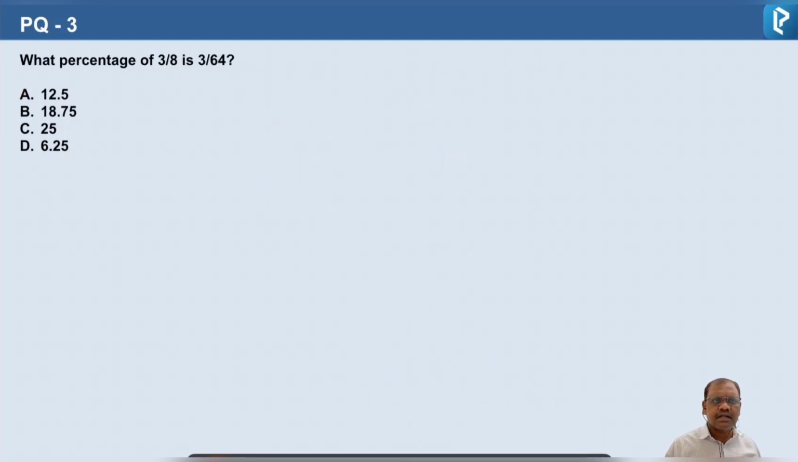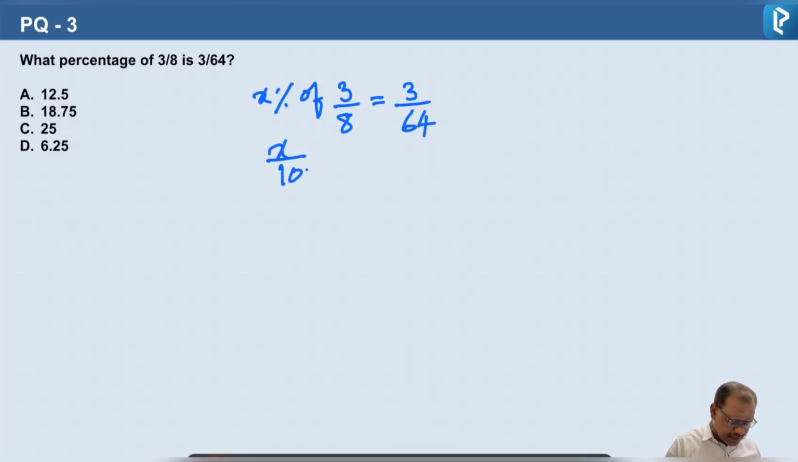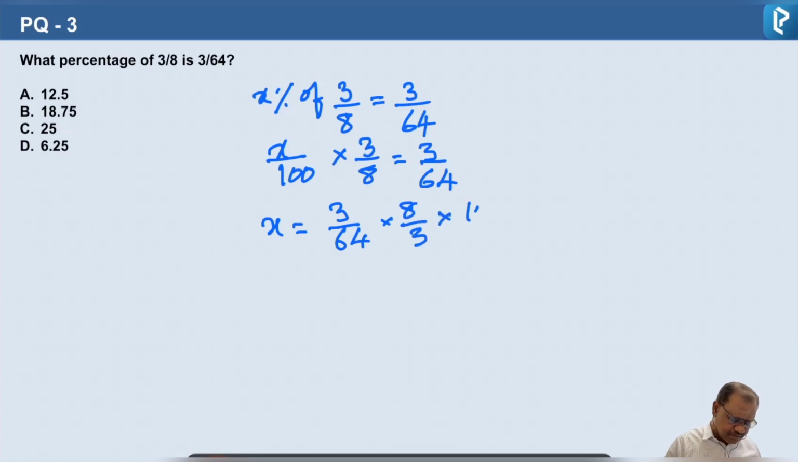Question number 3. What percentage of 3 by 8 is 3 by 64? Let us assume the percentage as x. X percent of 3 by 8 is equal to 3 by 64. X percent is written as x by 100, of 3 by 8, is equal to 3 by 64. Simplify this. X is equal to 3 by 64 into 8 by 3, reciprocating the fraction, into 100.